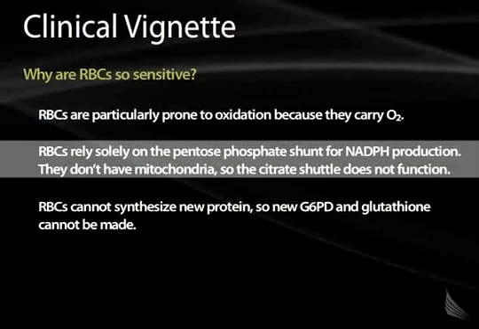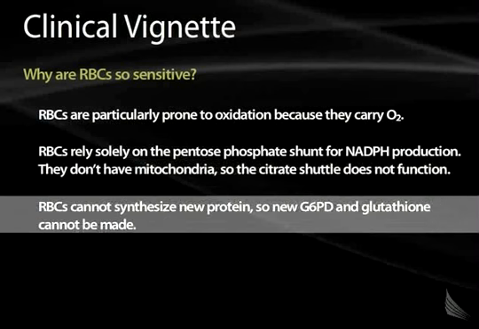The other process by which NADPH can be produced is the citrate shuttle, which requires mitochondria for its function. And since red blood cells don't have mitochondria, they don't have this pathway. The other problem is that red blood cells can't synthesize new protein. So when the unstable G6PD turns over, it can't be replaced by new protein synthesis.